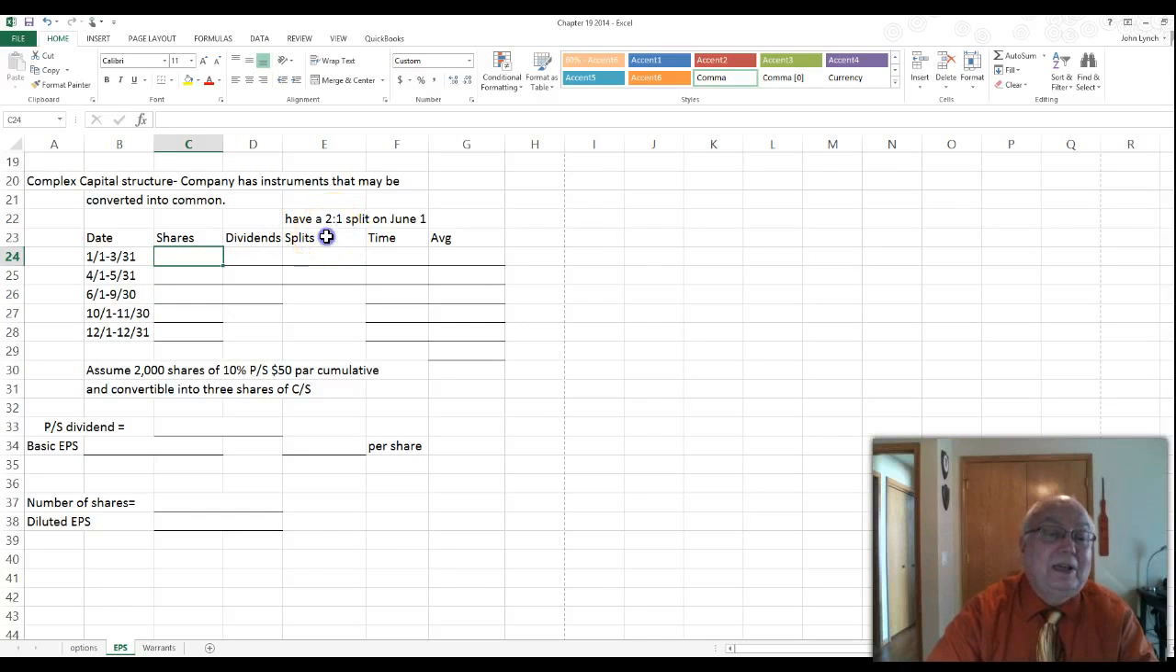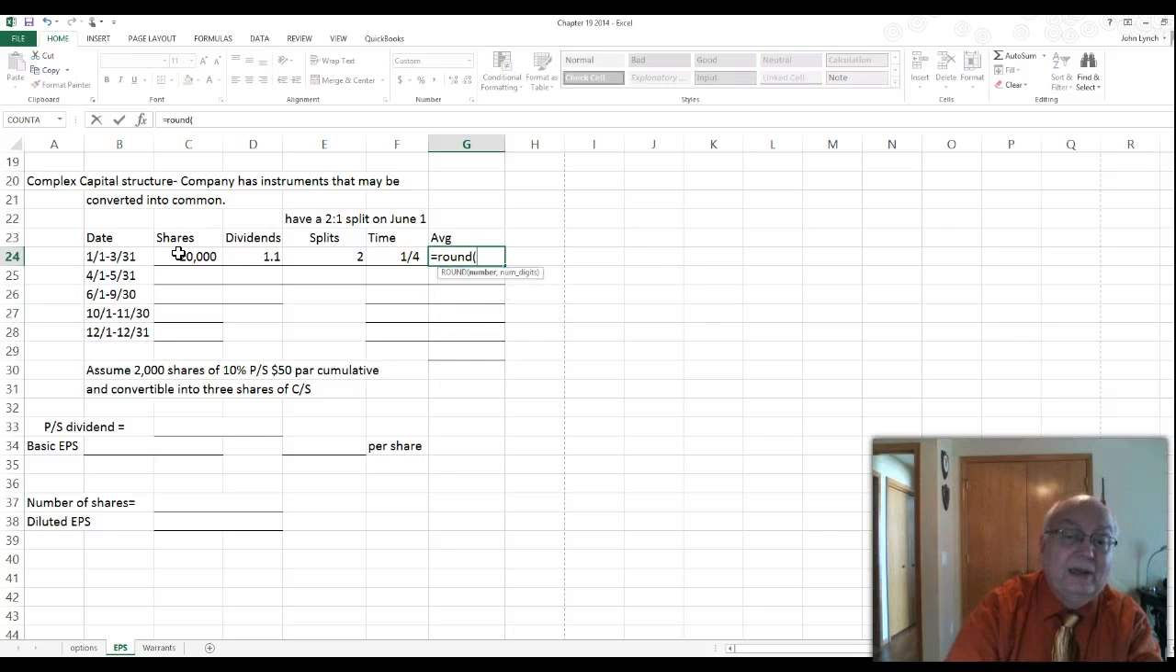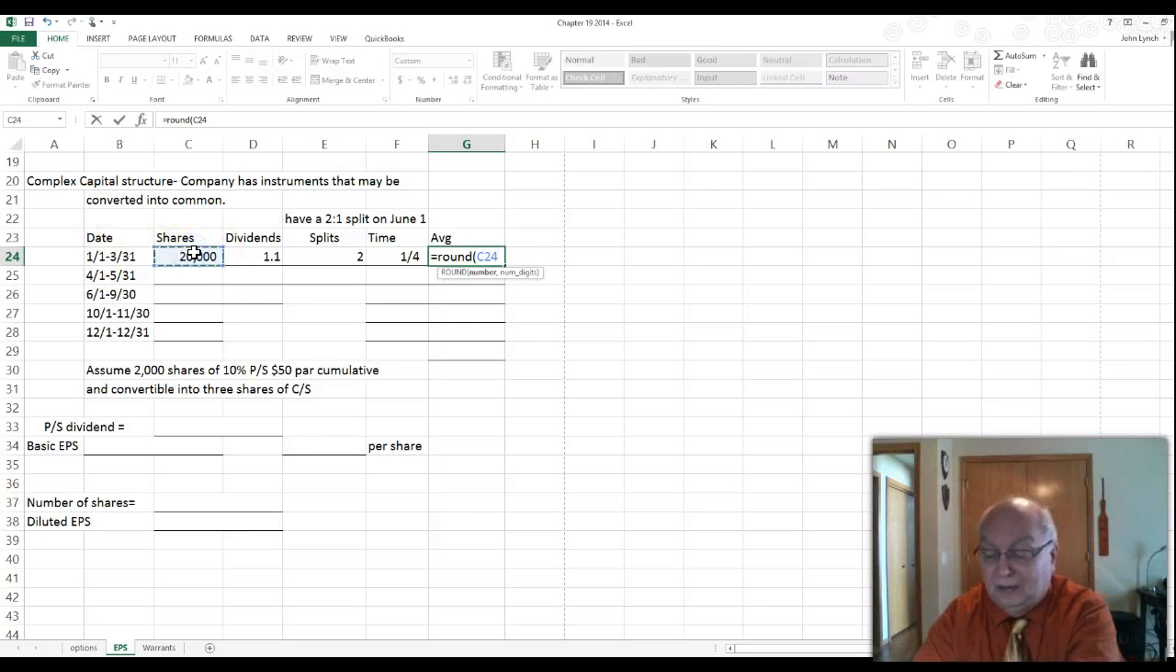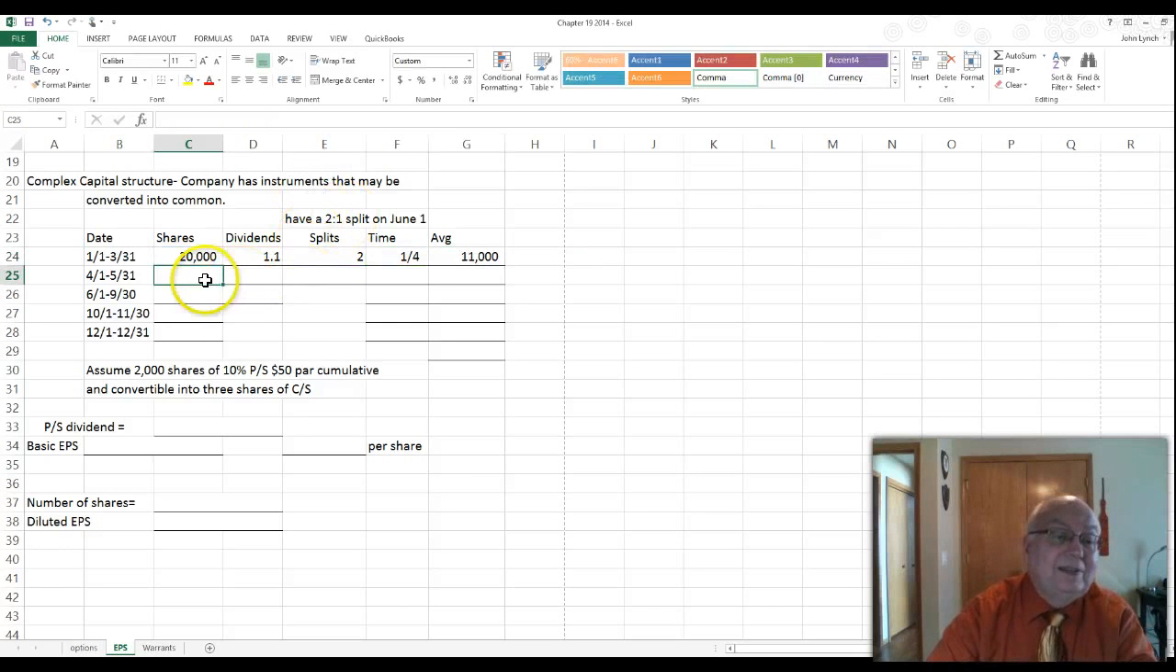We'll also have a 2-for-1 split here, so we also added that one. So we started with 20,000 shares. Now splits are handled just like dividends. Here's my dividend I had from up above. And now if I have a 2-for-1 split, again, you go back and act as if it happened at the very beginning of whatever time period you're talking about. And that's still 3/12. And I'm going to do the same thing on this one, round, multiply all these together. The 20,000 times the 1.1 times the 2 times the number of months that we had it out there, comma 0, and it gives you 11,000.